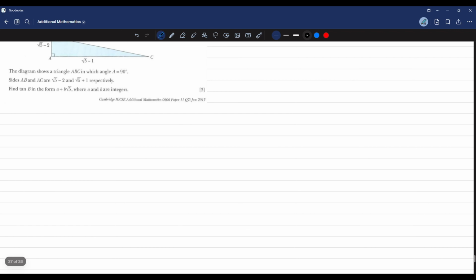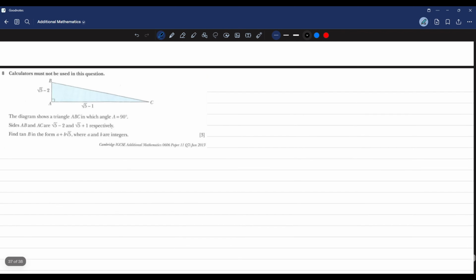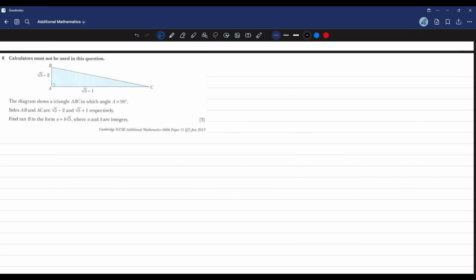Question number 8, we have a triangle. You've told us the diagram shows a triangle ABC in which angle A is equal to 90 degrees. That tells us that B to C is the hypotenuse. Sides AB and AC are stated in the diagram and in the question also. We have to find tan B. Now we all know tan B is equal to opposite upon adjacent. That's the formula. So what would be the opposite of tan B? If this is B, this would be the opposite and this would be the adjacent.